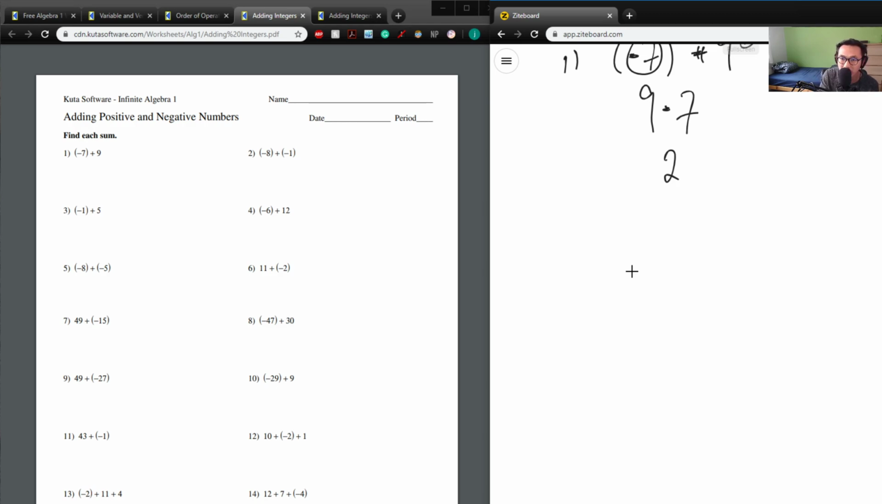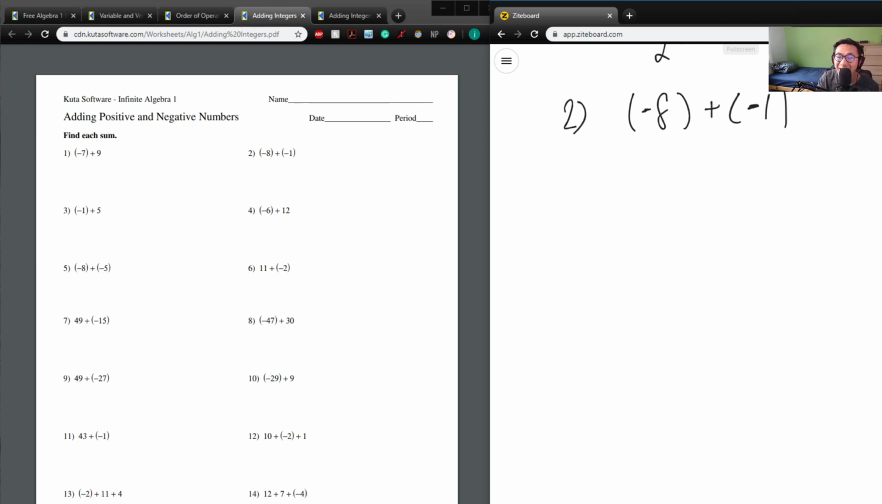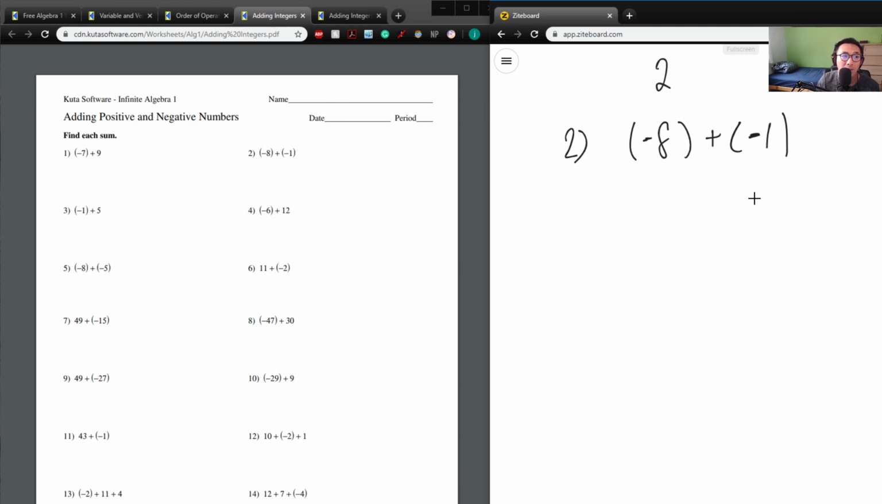But what if I'm adding 2 negative numbers? Let's do that. For question 2, I have negative 8 plus negative 1. How would I do that? The rule for adding negative numbers is you simply add them like they were positive numbers. So 8 plus 1 equals 9, right? If I didn't have the negatives, 8 plus 1 obviously equals 9. If I have negative 8 plus negative 1, I'm actually going to have negative 9. You simply add them as if they were positive numbers, but you put a negative in front of your answer. So negative 8 plus negative 1 is simply negative 9.